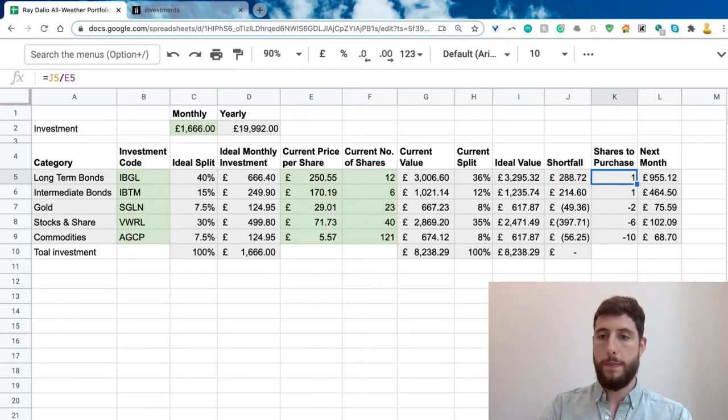over. Okay? So you can either go and buy one share in IBGL, or you can take your ideal monthly investment of £666 and then increase it by the shortfall of £288 next month in your regular investing to £955. So this is just adding the ideal amount plus your shortfall. And we'll go through exactly how you do it step by step within the portfolio. Don't worry, guys, if it's getting a little bit confusing. But that, in essence, is what this table is trying to do.